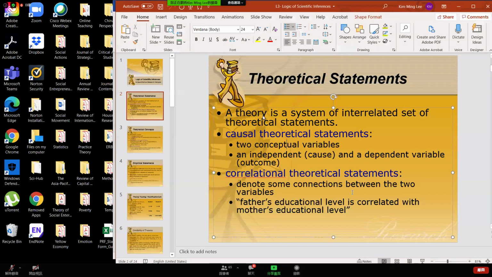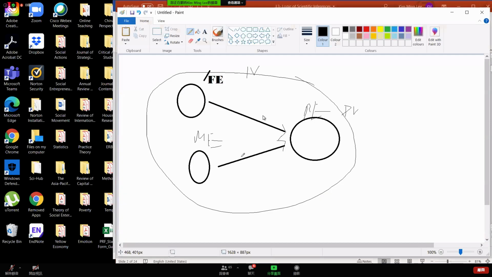But we have another type of theoretical statement, which is known as a correlational theoretical statement. That means there is some connection between variables, but it is not causal. So we call it a correlational theoretical statement. For example, father's educational level is correlated with mother's educational level. In this case, we cannot say that your father's educational level affects your mother's educational level. It's a little bit awkward, right? Or that your mother's educational level affects your father's educational level. It's also, again, very awkward.